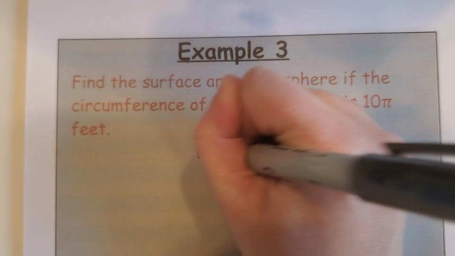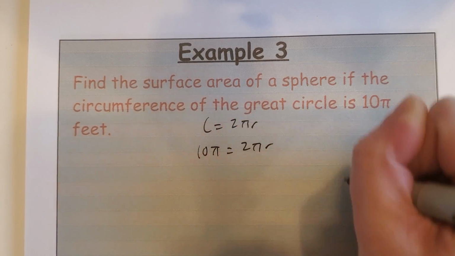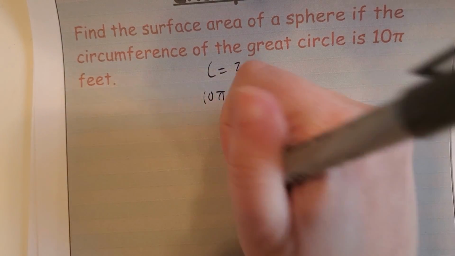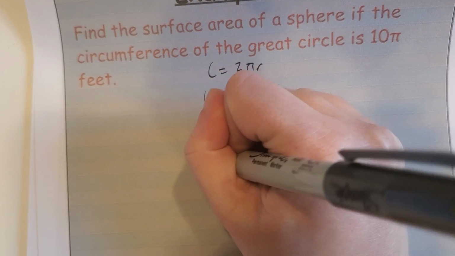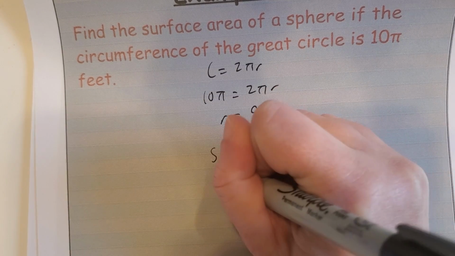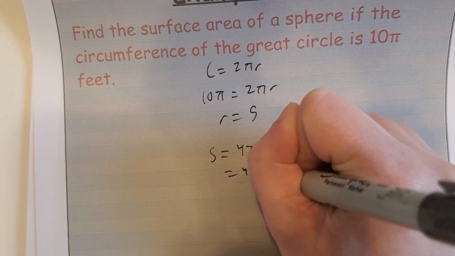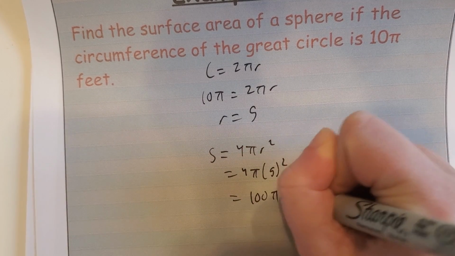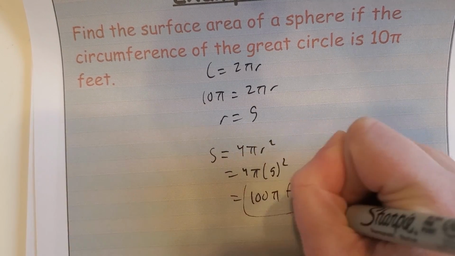So 10 pi is equal to 2 pi r. So the radius is 5. That's pretty straightforward. And then we're going to use that 5 to plug into the surface area formula. So the surface area is 4 pi r squared. So this is 4 pi times 5 squared. So that's 100 pi feet. Cool.